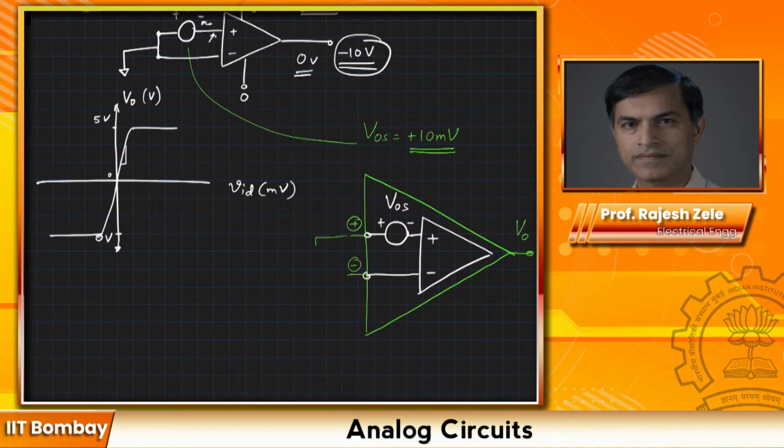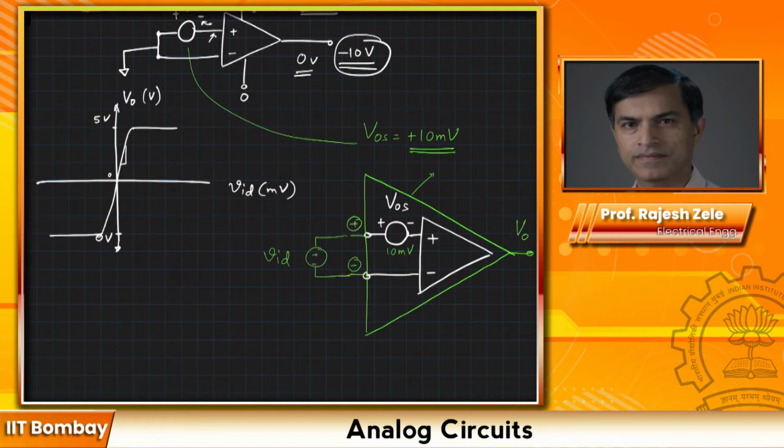Now if I apply VID between these two, what is the transfer characteristics? If VOS is equal to 0, then we know it looks like the ideal characteristics of the op-amp, as I have shown already in the picture here. Let's say VOS is 10 millivolts with the sign as I have shown here.